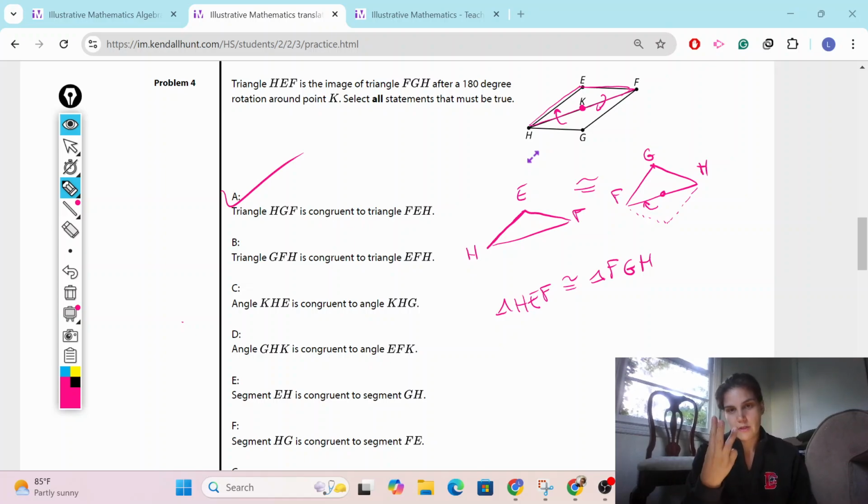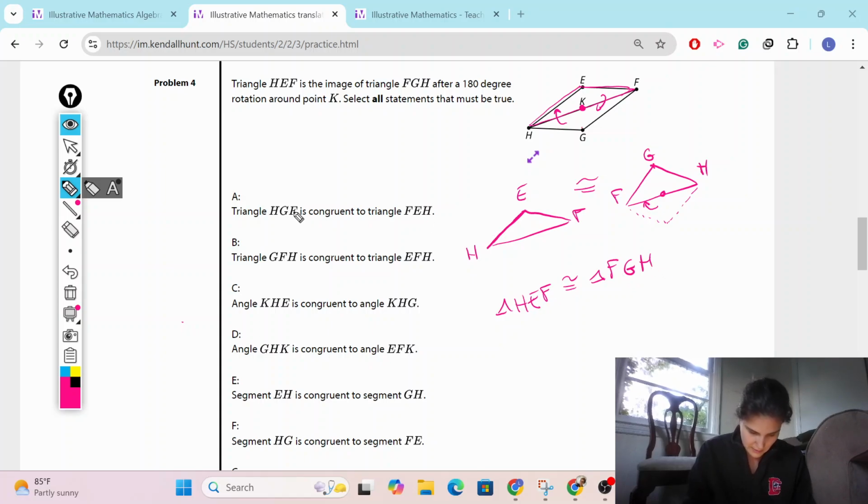Rotation is one of our three rigid motions: translation, rotation, reflection. Therefore, the triangles are congruent. Is triangle GFH... oh, I did the same thing last time. This isn't only about whether they're congruent. It's also about whether our angles match up. So HGF is congruent to FEH.